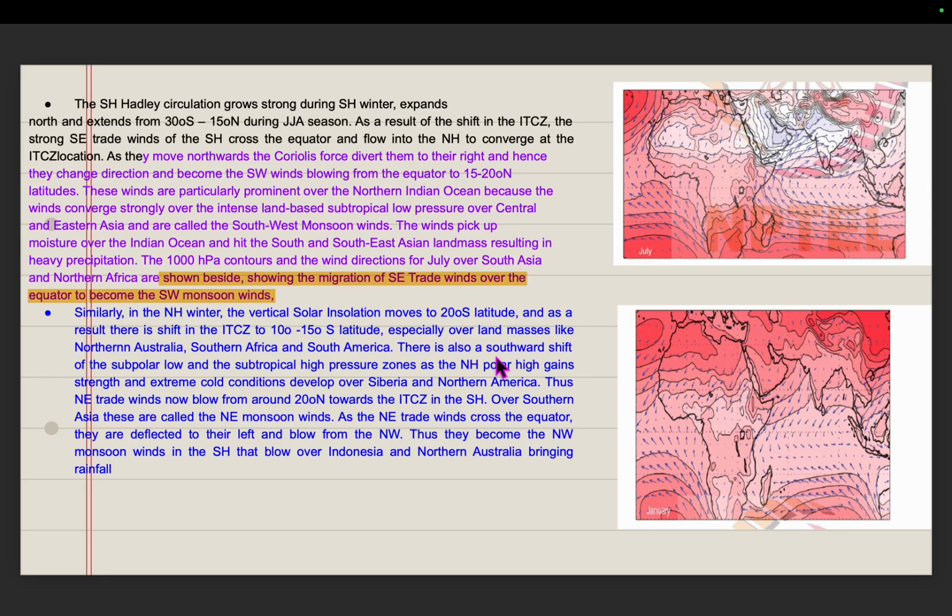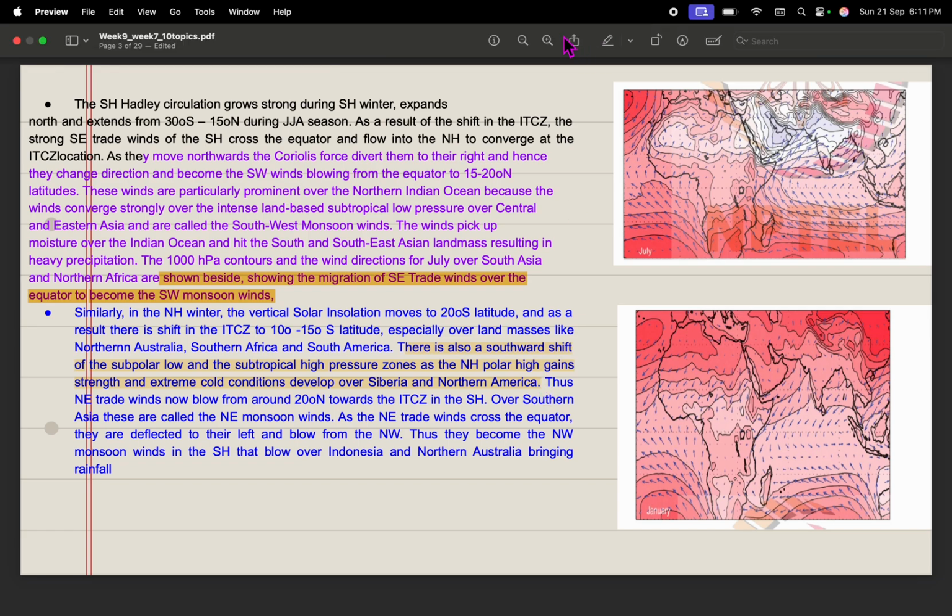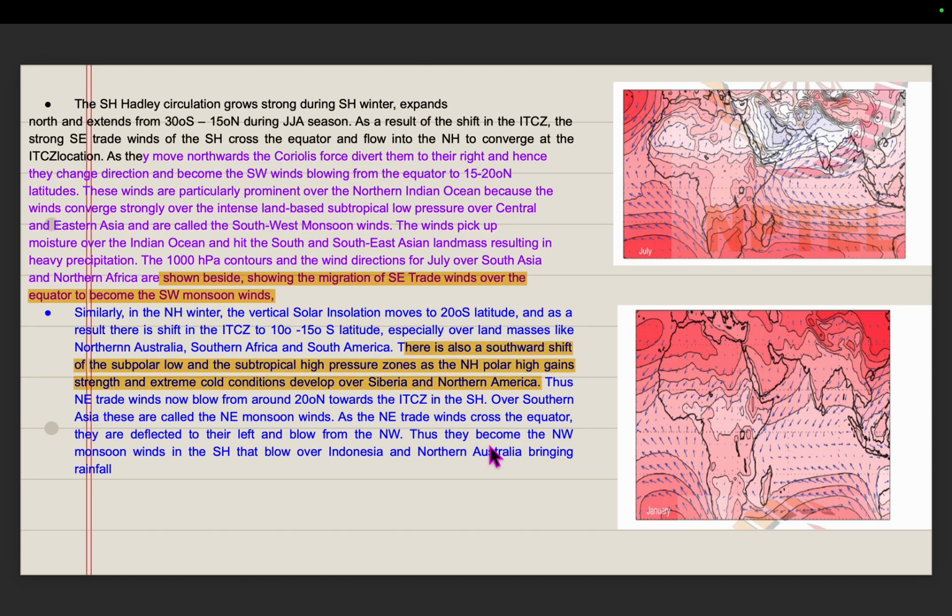There is also a southward shift of the subpolar low and the subtropical high pressure zones as the northern hemisphere polar high strengthens and extreme cold conditions develop over regions like Siberia and North America. Thus, northeastern trade wind now blows from around 20 degree north towards the intertropical convergence zone. Over southern Asia, these are called the northeastern monsoon wind.